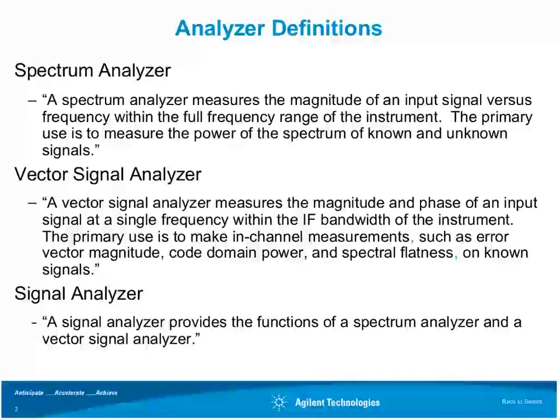Now, sometime after that came the introduction of a vector signal analyzer, which provides not only magnitude information, but also phase information, typically over some finite IF bandwidth of the instrument. And so this new capability, by adding not only the magnitude, but the phase information, gave us the ability to do additional kinds of measurements, to do things like error vector magnitude and code domain power and so forth. So it added really a new dimension of capability.